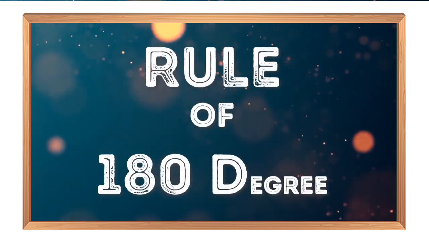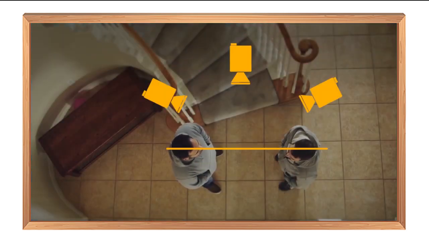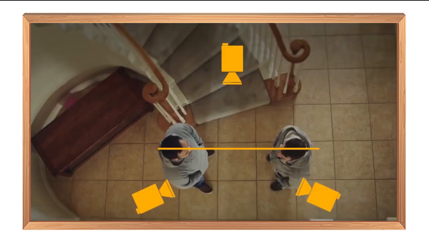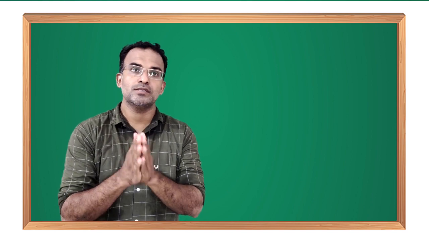Now, let's move to the next rule, number 2. That is rule of 180 degrees. When there are two characters in the scene and they converse with each other, they should maintain the same left-right relationship to one another. For that, the camera is placed on one side of an imaginary axis between these two characters, and the camera is not supposed to cross the line. When the camera breaks this rule, the viewers may feel that the characters are looking in opposite directions. So this is the rule of 180.